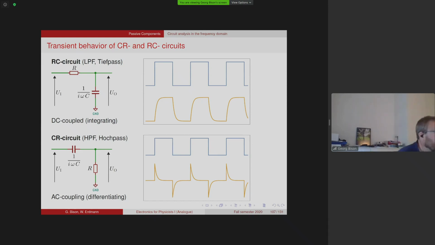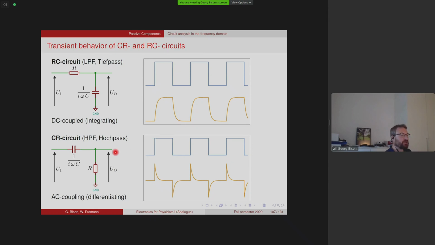Okay, so let's have a look at the transient behavior. Until now, we have looked at these filters, the RC circuit and the CR circuit, low pass filter and high pass filter, in the frequency domain, and we've seen that certain frequency components are suppressed. Now, what does that mean for a time series? If you take a standard square wave as the input signal, then a DC coupled filter, a low pass filter, simply makes it a bit slow to reach the value. This we have already seen, this slow approach. And then if you go back, it also makes it slow.